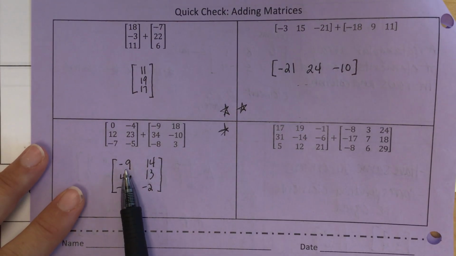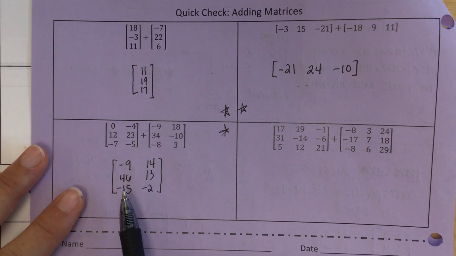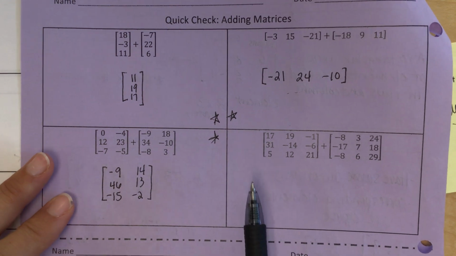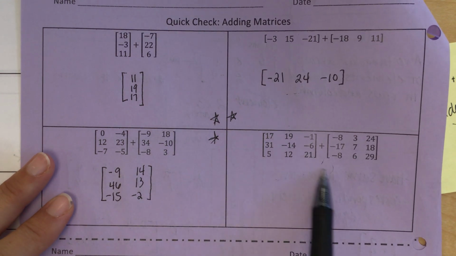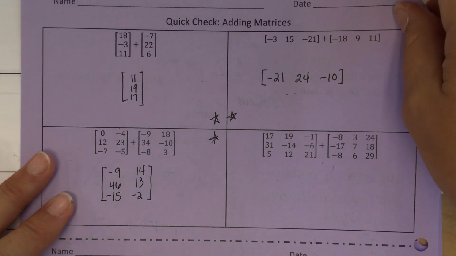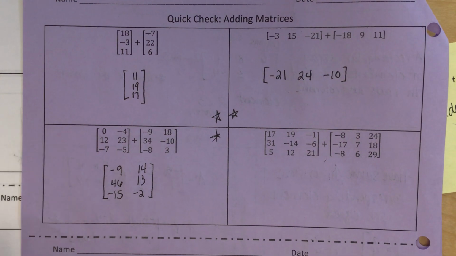And here, -9, 14, 46, 13, -15, and -2. All right, so there's those. I'm going to show you how to do this one on the calculator, so hold off on this one. All right, now, if you haven't done so already, pause the video and try subtracting. Once you've done that, just do the first 3, and then I'll show you how to do the last one on the calculator.